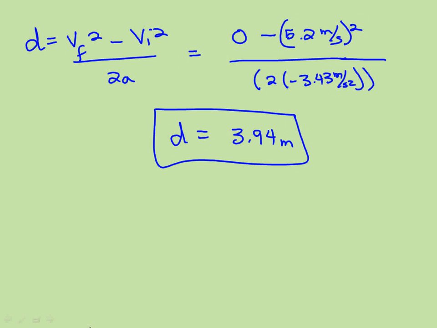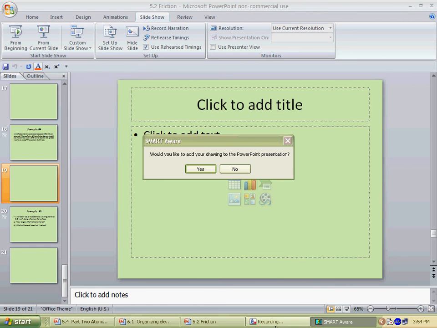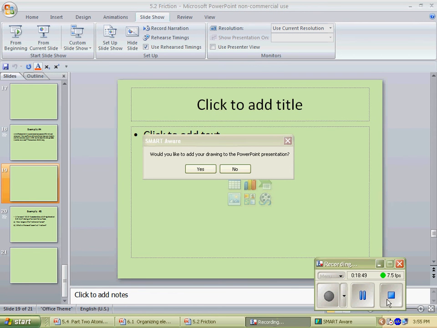Interesting, huh? I have one more for you. And I think I'm going to stop here because I bet I'm out of time. End of show.